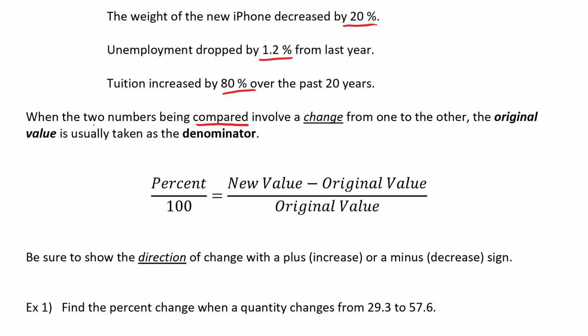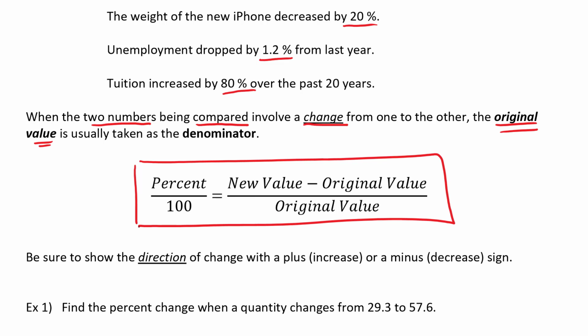So we're going to compare two numbers and see how they change from one time to another. We'll have the original value and a new value. Please note the denominator is always the original value. So here's our proportionality statement. Remember, a proportionality statement is two fractions that are equal to each other. Please note, we have the original value on the bottom and on the top we have the new value. So we take the new value, we subtract away the original value, and we divide by the original value.